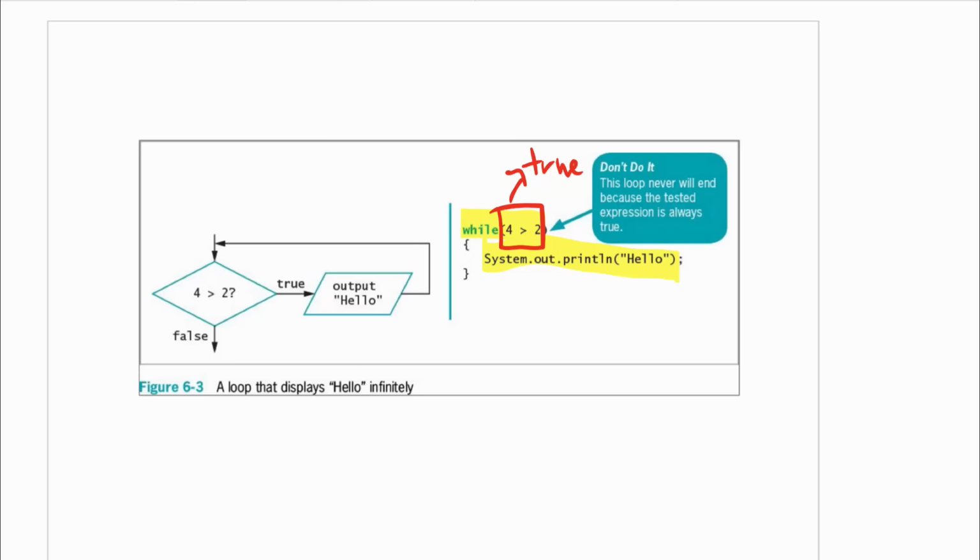And as long as that happens, this loop is never going to end, because if we look at the flow chart here on the left, we see that you ask, is 4 greater than 2? Then the answer is true. And so you're going to follow that structure. You're going to output hello. You're going to go back to the beginning here. You're going to ask the same question over and over and over again, and the answer is always going to be the same every single time. So this is an example of a way to create an infinite loop, and you want to avoid doing this.